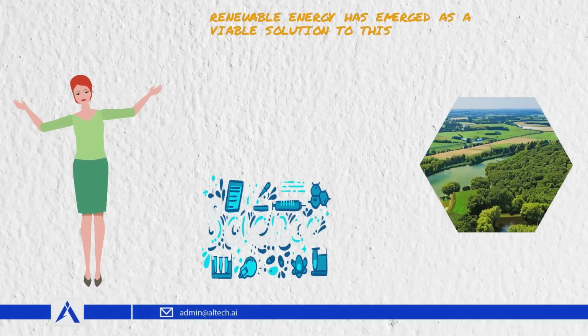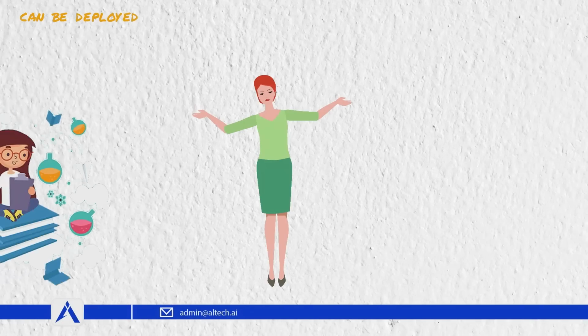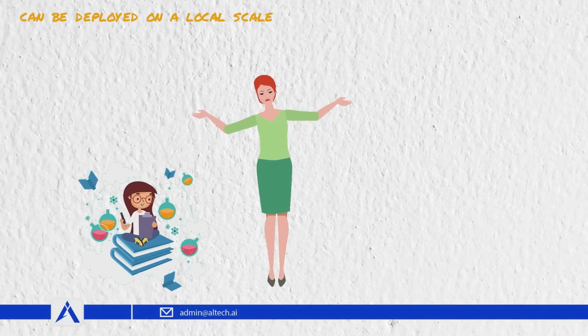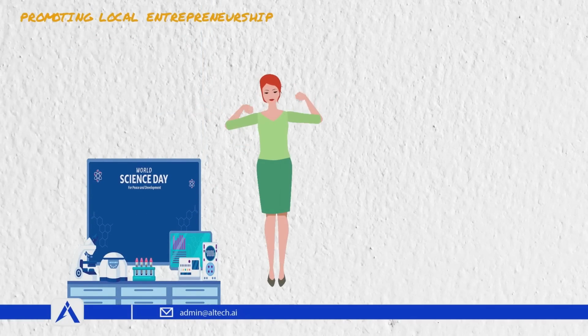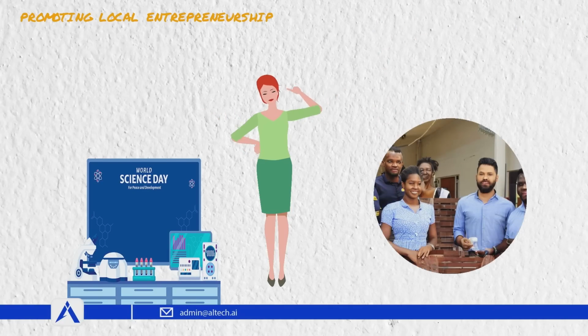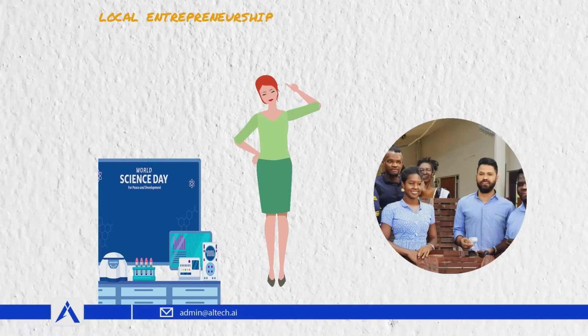Renewable energy has emerged as a viable solution to this problem, offering a promising alternative to traditional forms of energy. Renewable energy sources such as solar, wind, and hydro offer tremendous potential for reducing energy poverty while simultaneously mitigating climate change. These clean technologies are scalable, cost-effective, and can be deployed on a local scale. By shifting towards renewable energy, we can provide access to affordable and sustainable electricity to communities living in off-grid areas. Renewable energy can also help reduce disparities in energy access and ensure social equity by creating job opportunities and promoting local entrepreneurship.